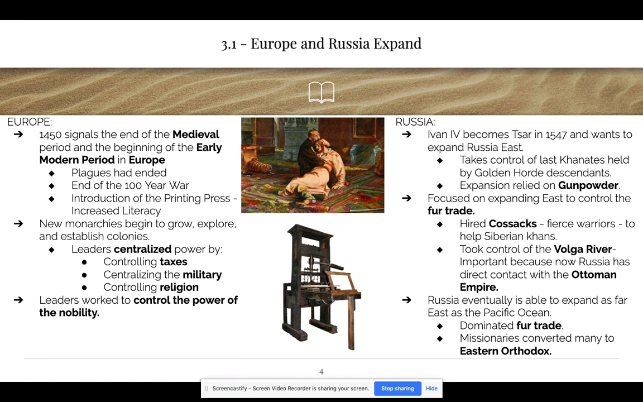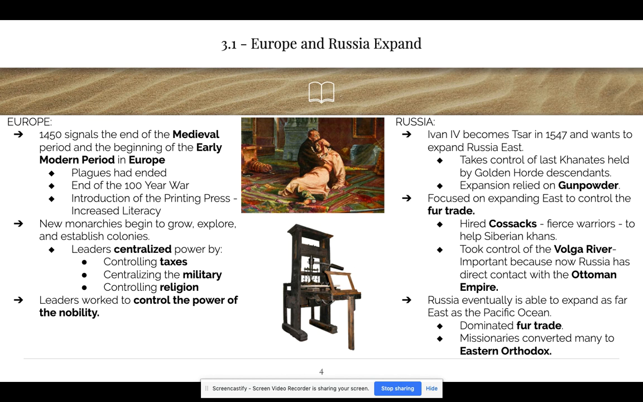So first, let's talk quickly about Europe. We talked in the last unit about how Europe was pretty behind the times, especially after the plague. Well, in 1450, we start to see Europe come out of the Dark Ages or the medieval period and begin the early modern period. The plagues are over. The 100-Year War in Europe, which was fought between European nations, had ended, and the printing press spread literacy throughout Europe. And as education becomes more prominent, typically, this is a global theme, you start to see advancements in technology, governing, politics, things like that. So new monarchies begin to grow throughout Europe, and they all centralize power by controlling taxes, centralizing the military, and controlling religion.